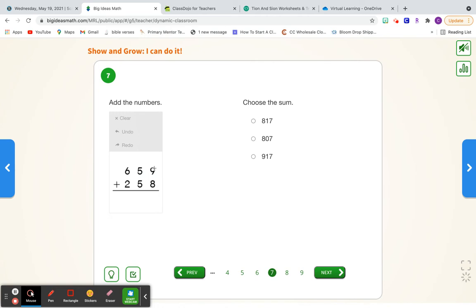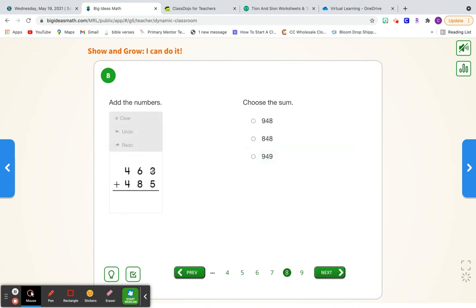All right, for this one, I did not put the lines in between, so remember you just make sure you're adding in the right order. 9 plus 8 is 17. Let's put our 7, carry our 1. Then we have 1 plus 5 is 6, plus 5 is 11. So we have 1 ten, and we'll carry our 100. 1 plus 6 is 7, plus 2 is 9. So our answer, 917.